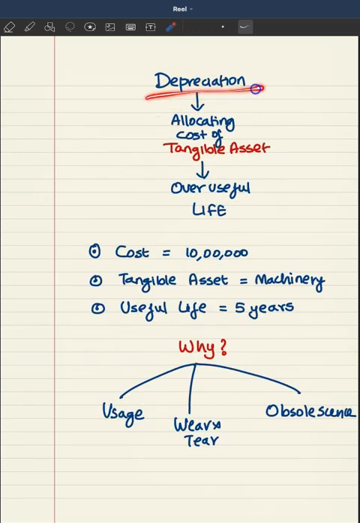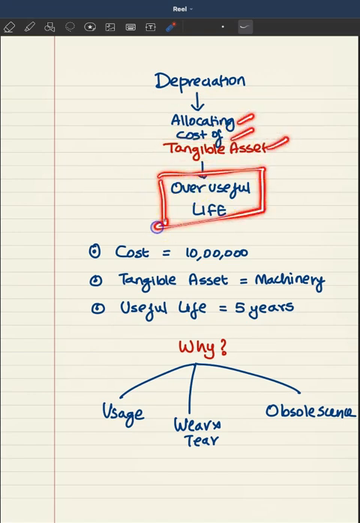So depreciation is basically allocating the cost of a tangible asset. Look, stress is on tangible asset. So we are going to allocate the cost of a tangible asset over its useful life. So in our example, the cost is 10 lakhs, not 12 lakhs. 12 lakh was the original cost. We have deducted the salvage value of 2 lakhs. So 10 lakh is the cost that is going to be allocated.